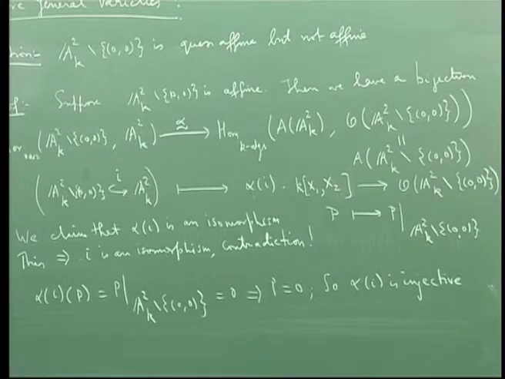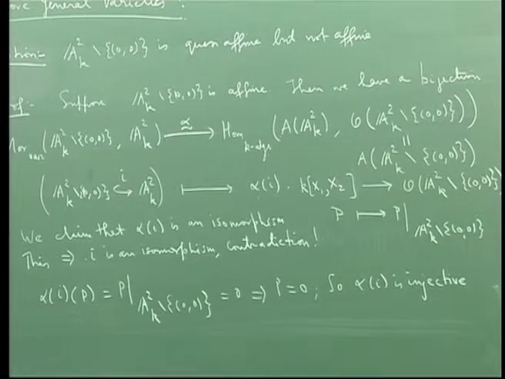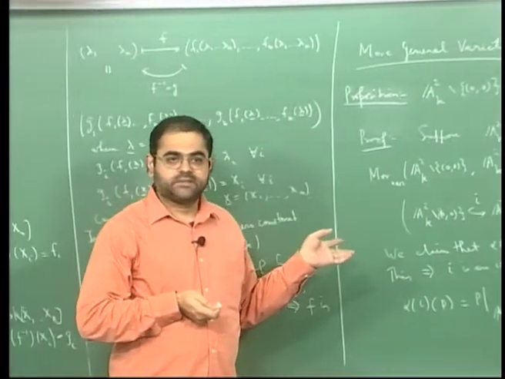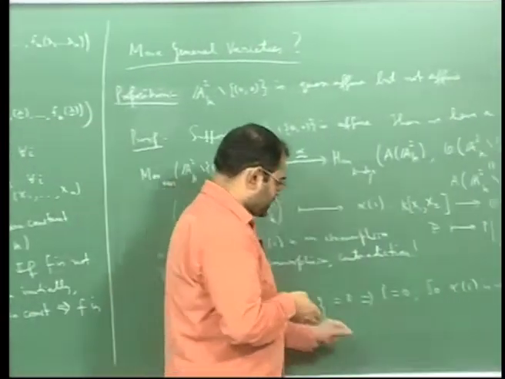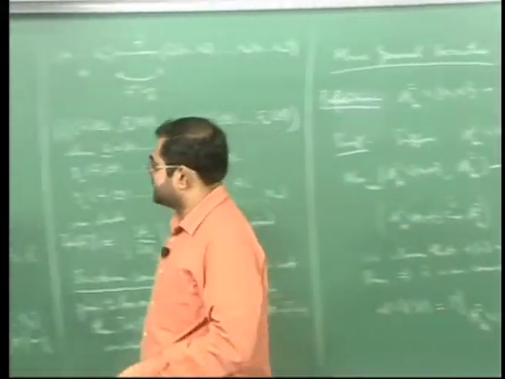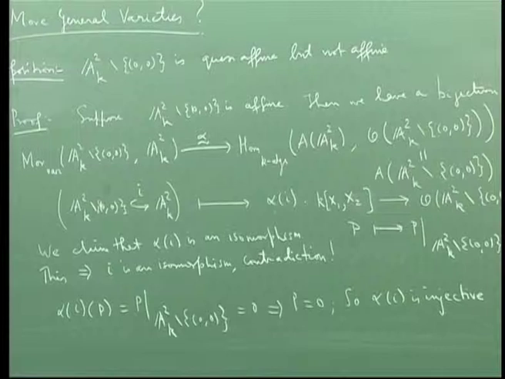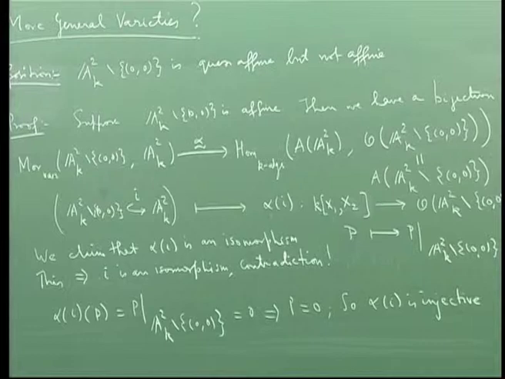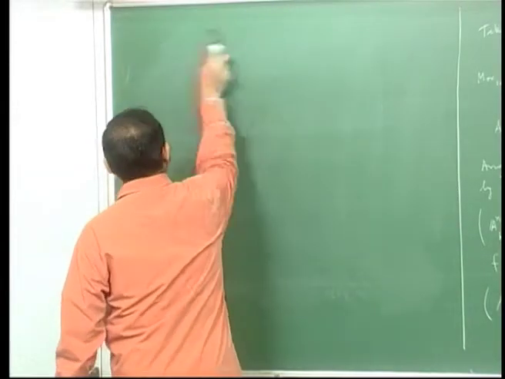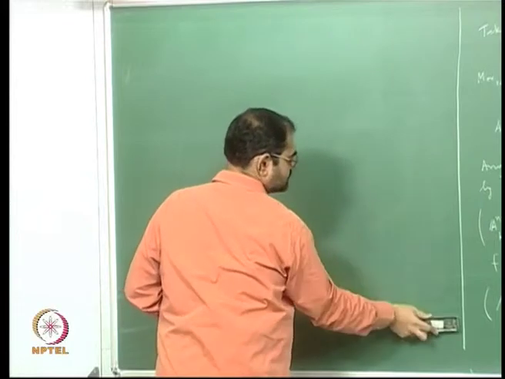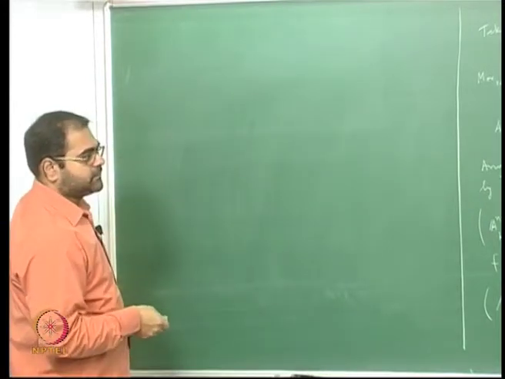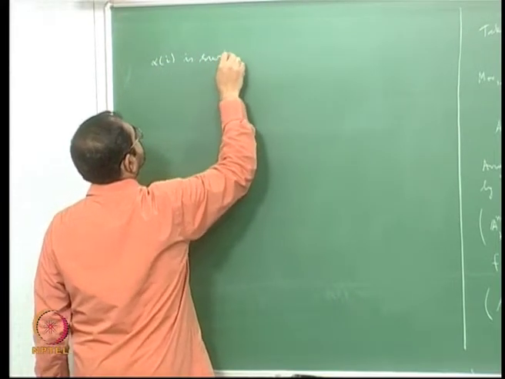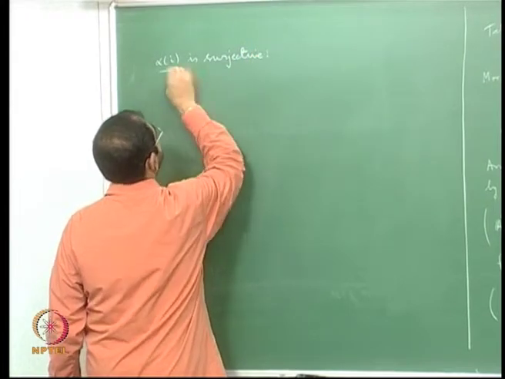The only thing that I now have to prove is that alpha of I is surjective. If I prove that, then I am done, I would have proved that alpha of I is an isomorphism, and we would get the contradiction that we want, alright. So how do I prove it is surjective? So we do it like this. Alpha of I is surjective. How do I prove this?